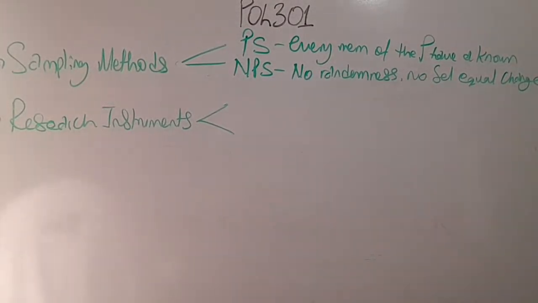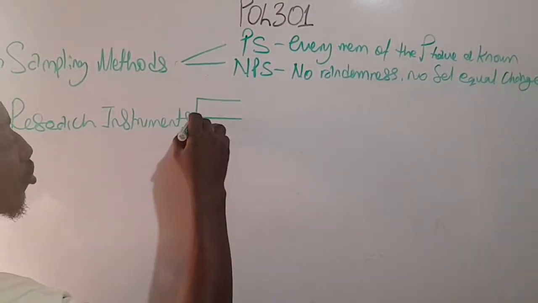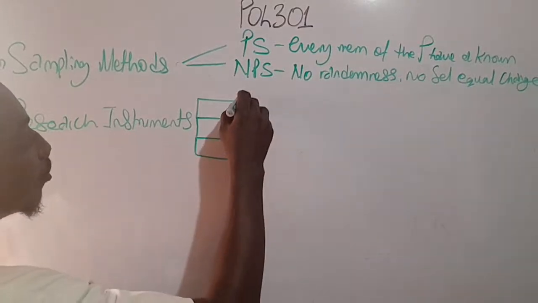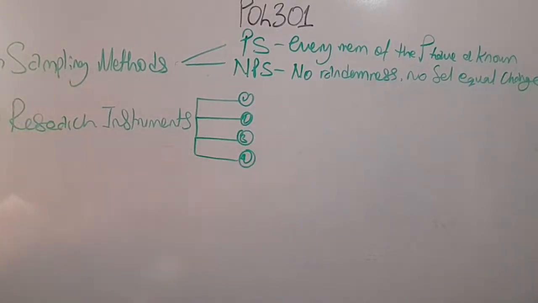Now, there are four main procedures for collecting data or information. We talked about method, all of this was method. Now, I want to talk about the instruments you will be using when collecting your data. Basically, there are four different methods: 1, 2, 3, 4. The very first one is called the questionnaire.